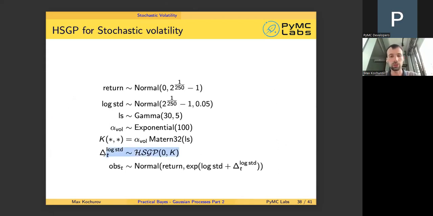The only thing we need to change in the previous model is to replace Gaussian process with HSGP, and that's it. And our model will sample not in 1 week or 2 weeks, but just in some reasonable time, maybe 5 to 10 minutes on GPUs or CPUs. Even CPUs, we will see, are great for getting things done.